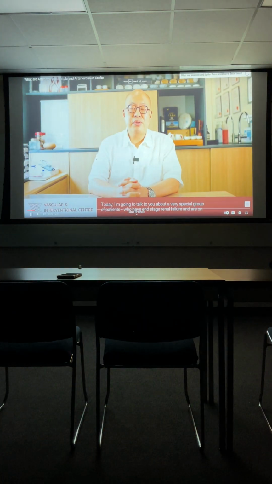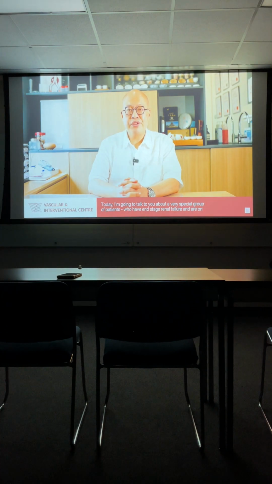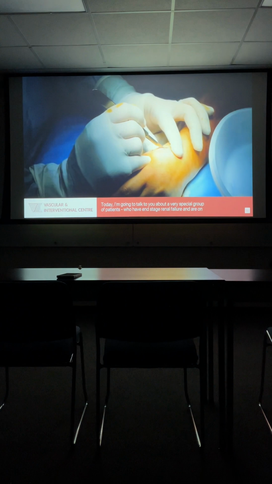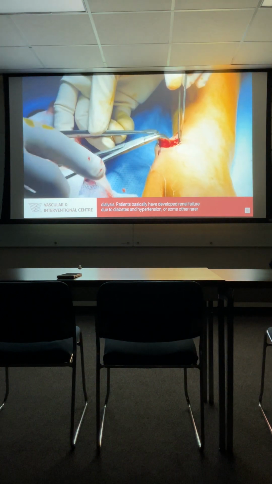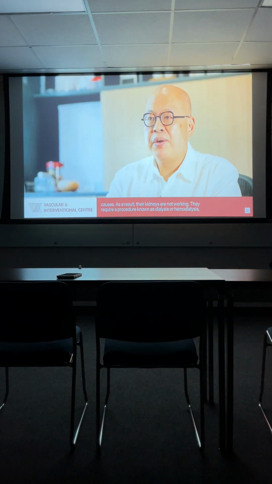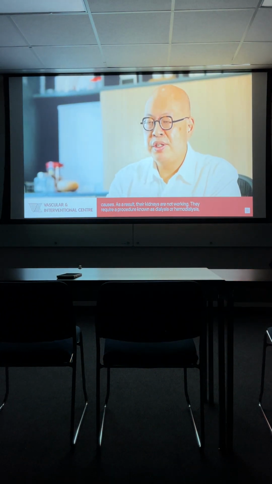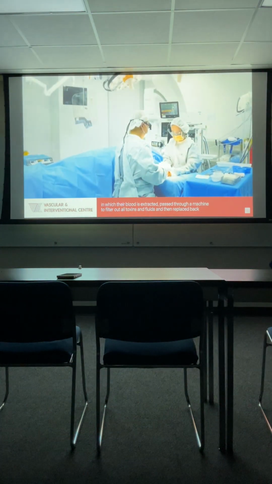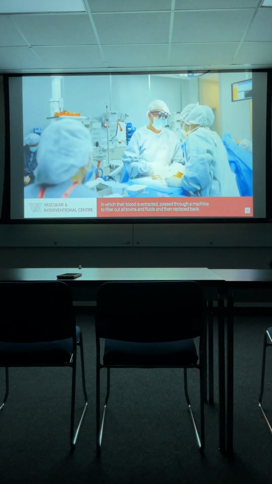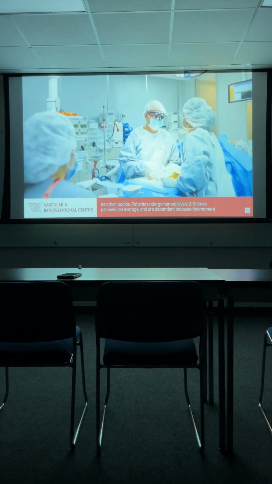Today I'm going to talk to you about a very special group of patients. These are patients with end-stage renal failure who are on dialysis. Patients basically have developed renal failure due to diabetes and hypertension and some other rare causes. As a result, the kidneys are not working. They require a procedure known as dialysis, hemodialysis, in which their blood is extracted, passed through a machine to filter out all the toxins and fluids, and then replaced back into their bodies.